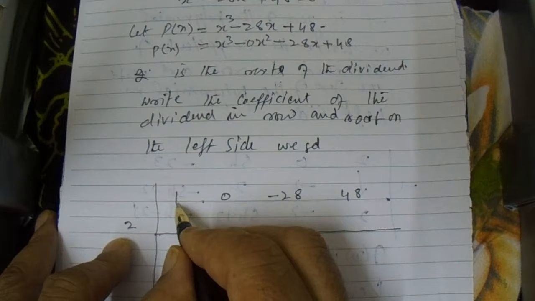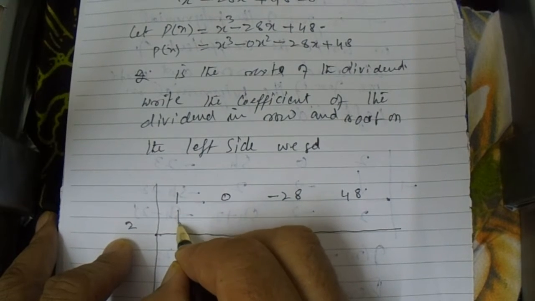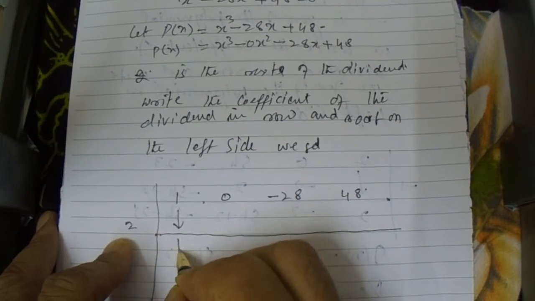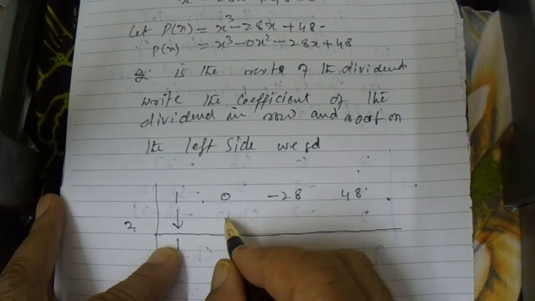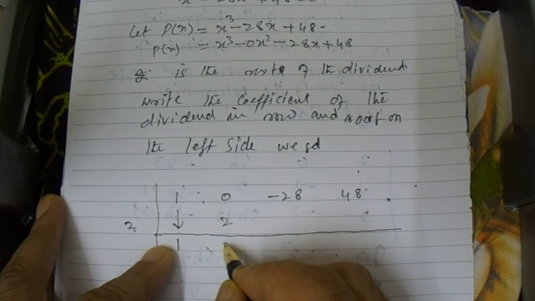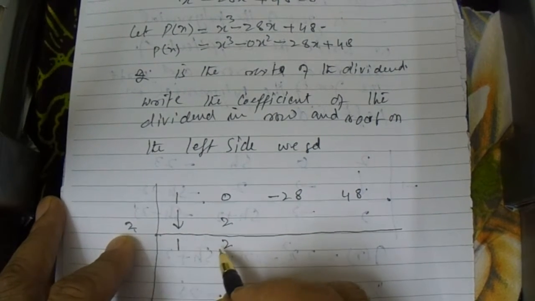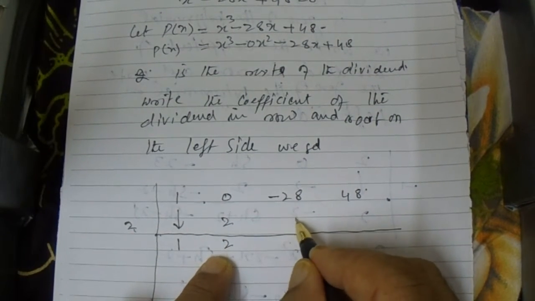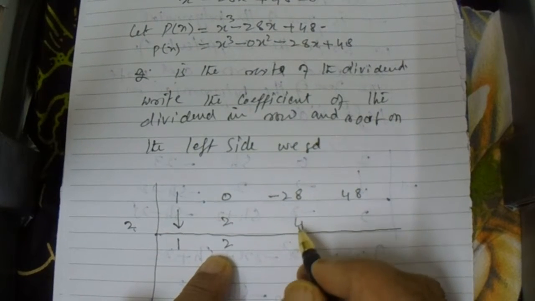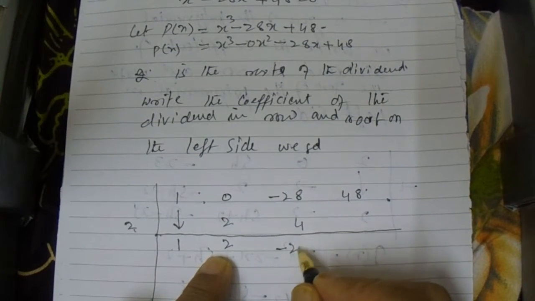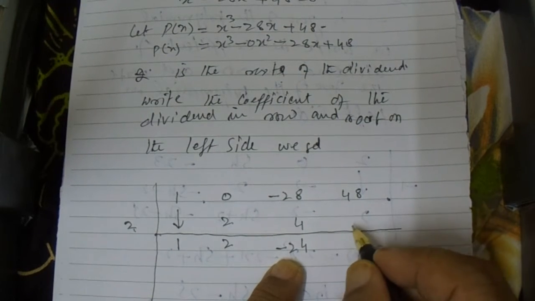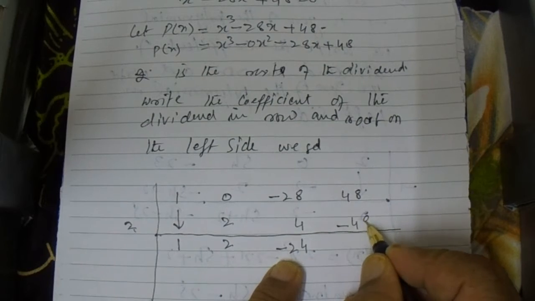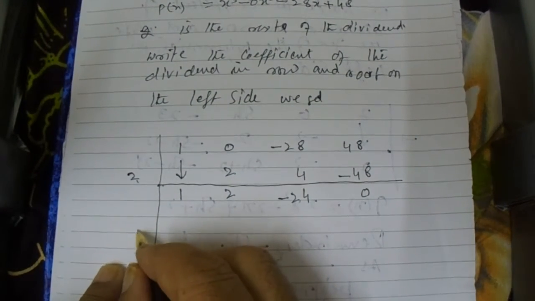Now first the coefficient of x cube we write as it is, here 1, and then 2 multiplied by 1 is 2, and 2 right here, then we add this 2 and again 2 times 2 is 4 right here, and we add this and we get minus 24, and now again multiply by this and we get minus 48 and we add this and this is 0.